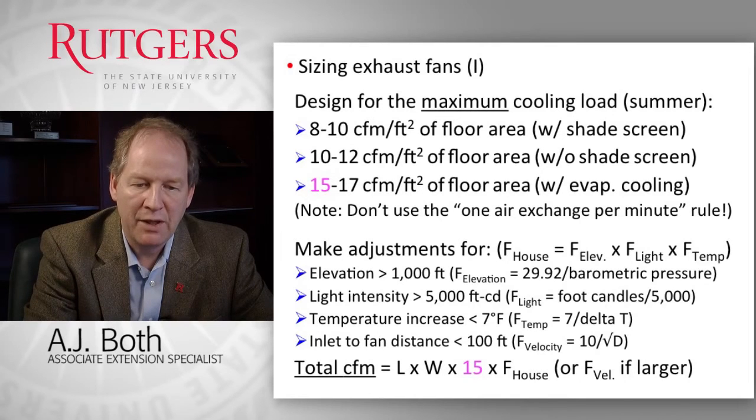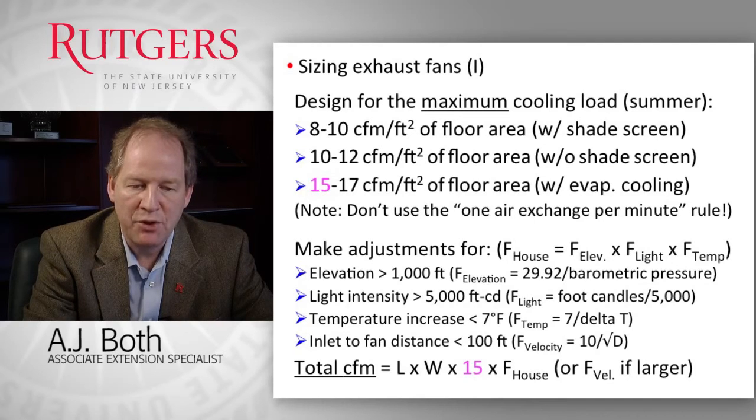We further need to make some adjustment for special conditions. If your greenhouse is located at a higher elevation, we need to make an adjustment. We need to have a conversion factor or an extra factor in the calculation to make sure we get the right ventilation rate. If the light intensity is very high, again, if you are in a very bright environment where you get a lot of sunlight, we want to further increase the ventilation rate.